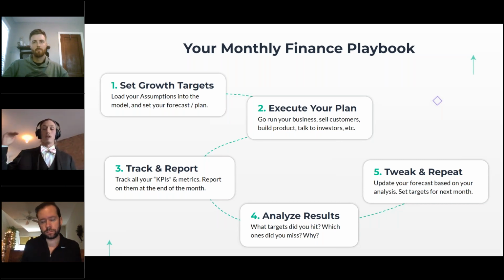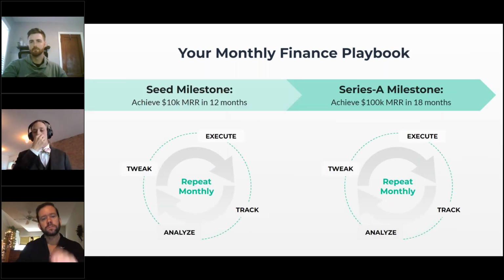We want to hit $1.5 million in annual revenue by the end of the year. That won't happen unless we set goals for this month, next month, the month after that, and make sure we're tracking along that all across the curve. So that's essentially what we're doing here in the playbook. And there's a little visual that describes that.